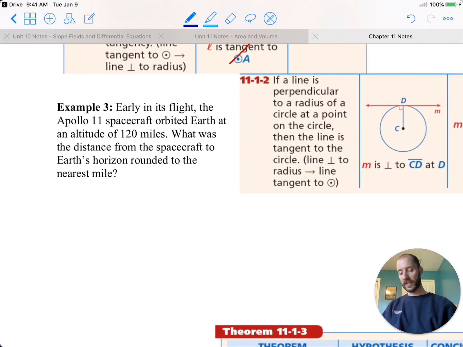Early in its flight, the Apollo 11 spacecraft, the first one that took men to the moon, orbited Earth at an altitude of 120 miles. So what was the distance from Earth horizon to the spacecraft? So how much or how far on Earth could they see?